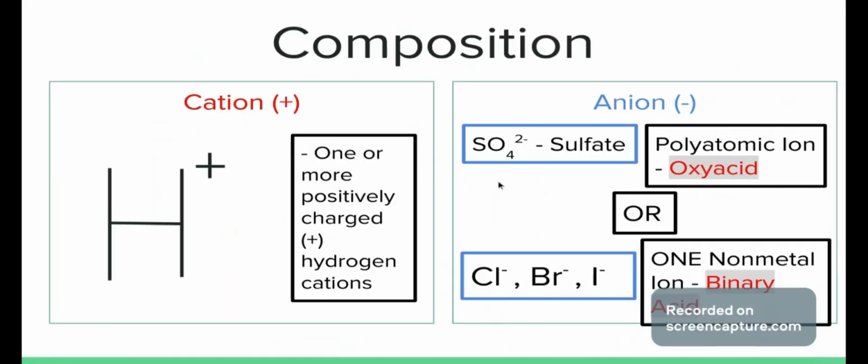And the composition of an acid is pretty simple. You have the cation, which is this hydrogen ion, and you have one or more of these positively charged ions. And the anion on the other side, there's two choices. You have a polyatomic ion with this hydrogen ion, usually an oxyacid, such as sulfate, which contains oxygen, it's actually sulfuric acid, or you have a binary acid, which contains one nonmetal anion, such as chloride, bromide, iodide. It's just this individual thing that is paired with this hydrogen ion.